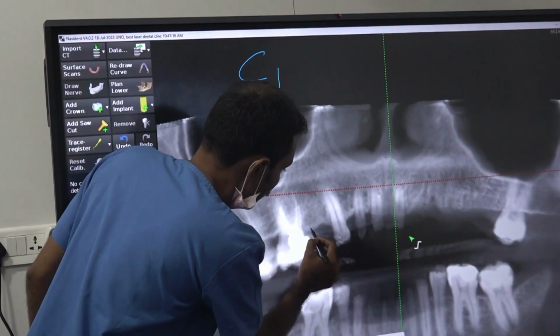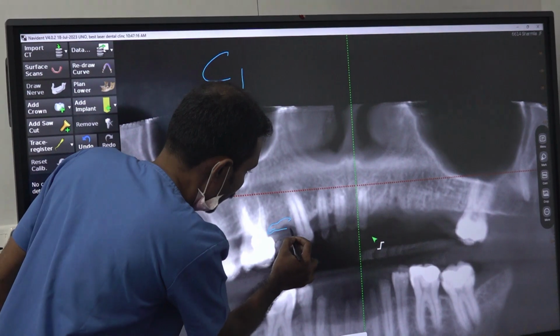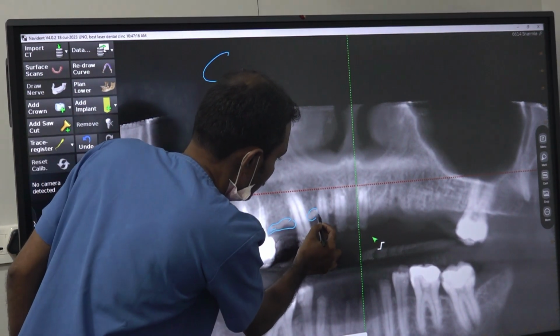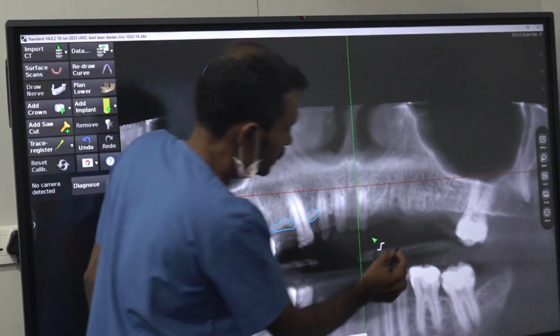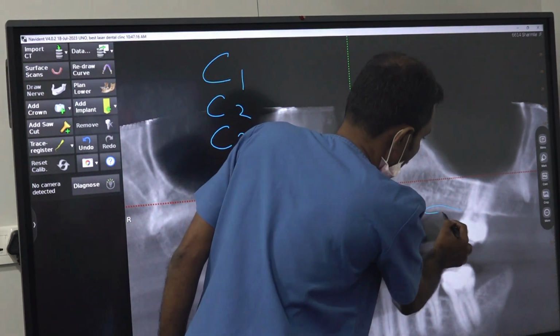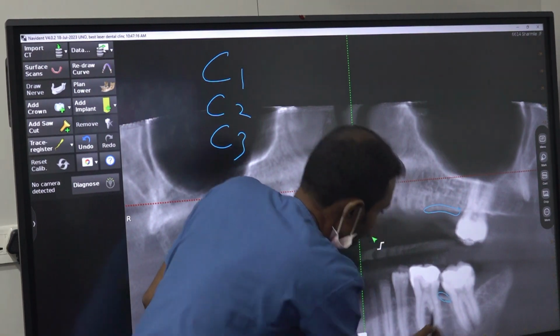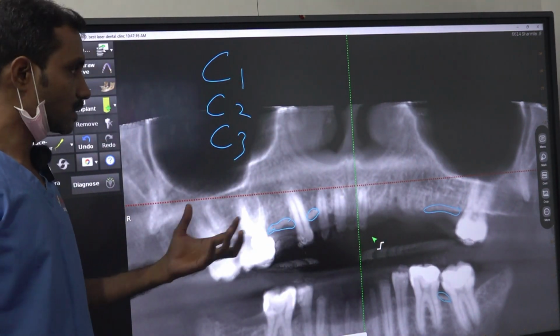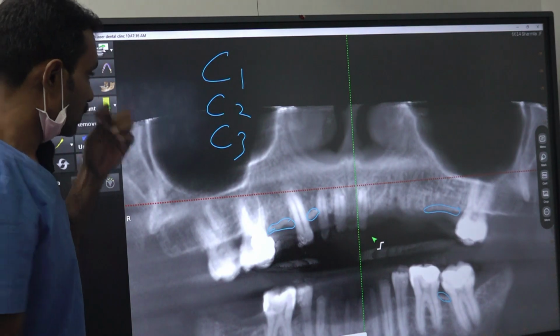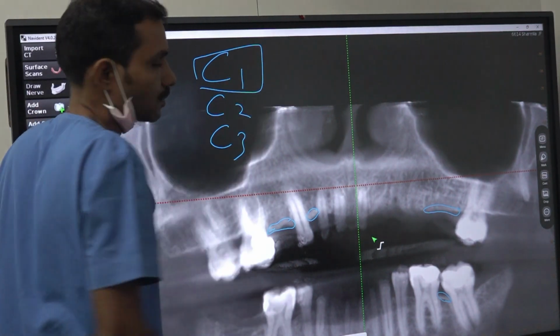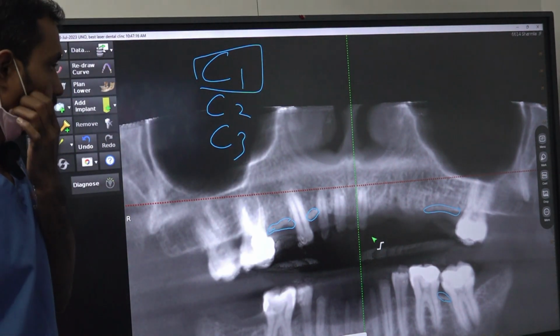This crestal cortical, no? Can you see this is a little bit white? This is white, very opaque. Okay. This is the crestal bone. Usually it is good cortical, you can see here also, right? Sometimes it is good, sometimes it is very thin. So that is called C1. Crestal cortical is called C1.